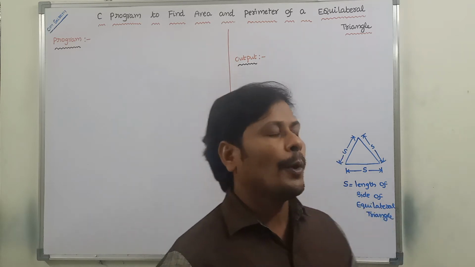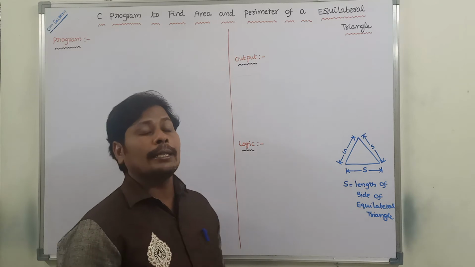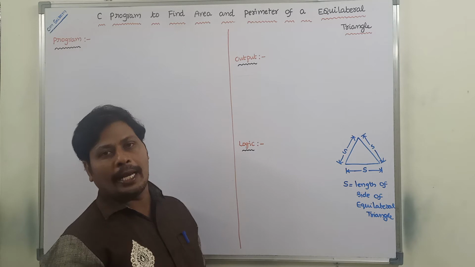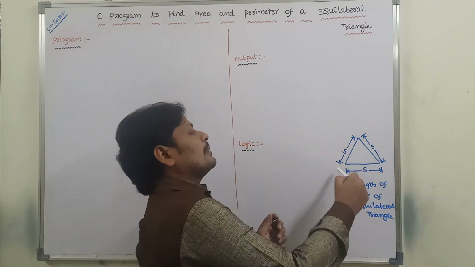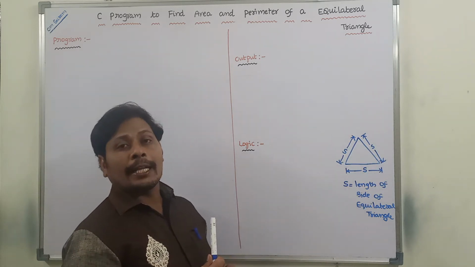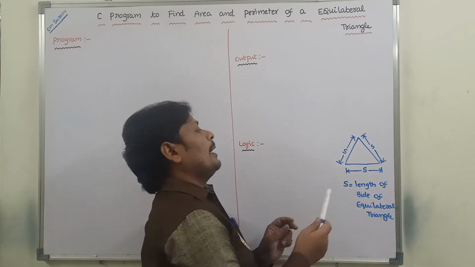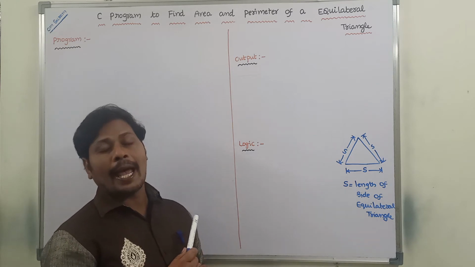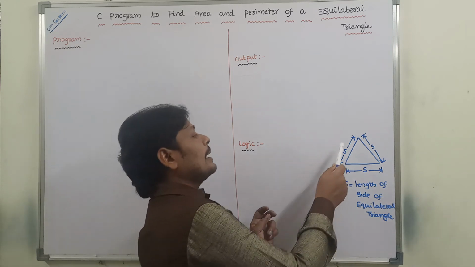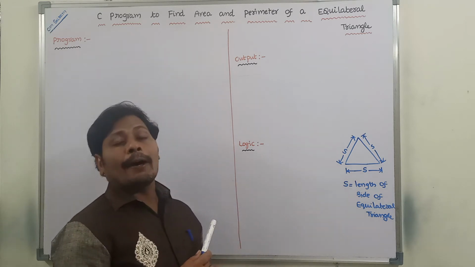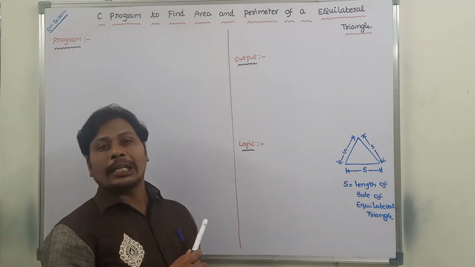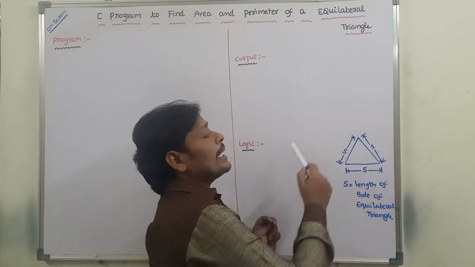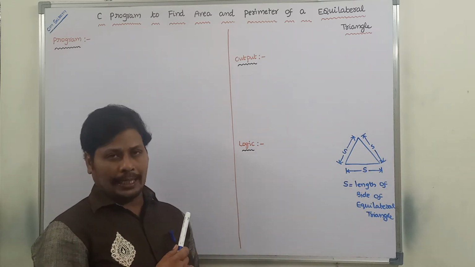Now, in this video, we are going to calculate the area and perimeter of an equilateral triangle. This diagram represents the equilateral triangle. Here the three sides have equal length, where S is the length of the side of the equilateral triangle.